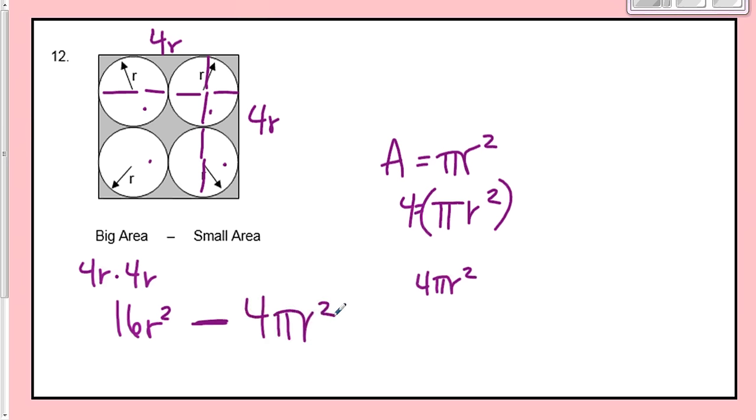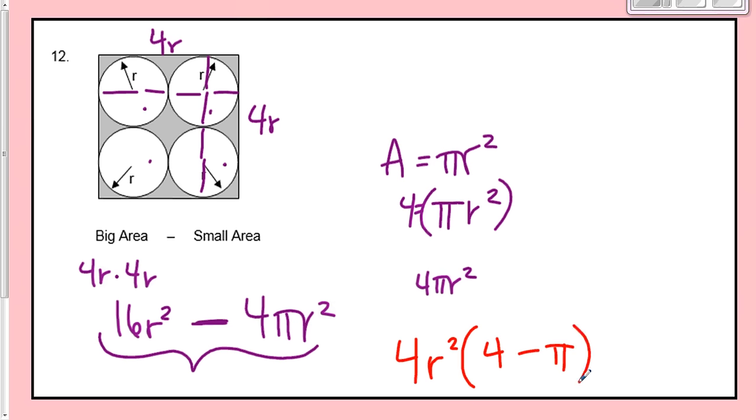Well, these are actually like terms because they both have a radius squared on them. Pi, remember, is not a variable. However, we don't want to have to use pi and multiply it out and get a weird decimal. So we're just going to take this and factor it. Putting it in factored form means writing it as a multiplication problem. What is the thing that they have in common? They both have an r squared, and they both have 4. They don't both have a pi, so I'm going to leave that in there. So I've got 4 minus pi, and that would be my answer.